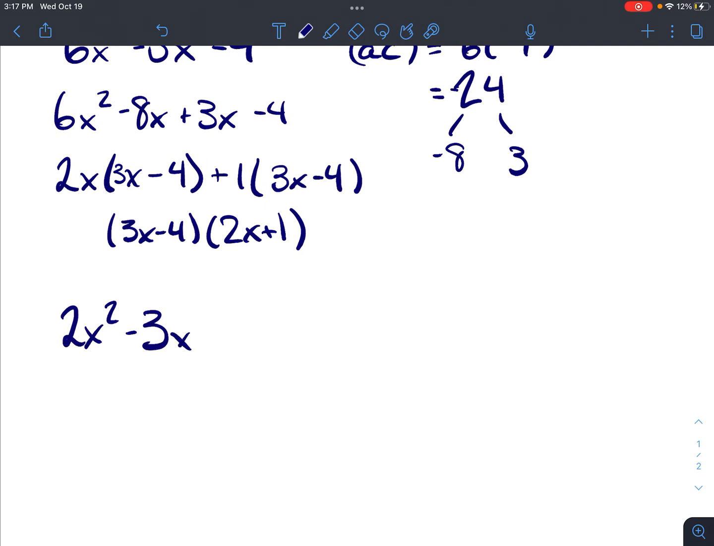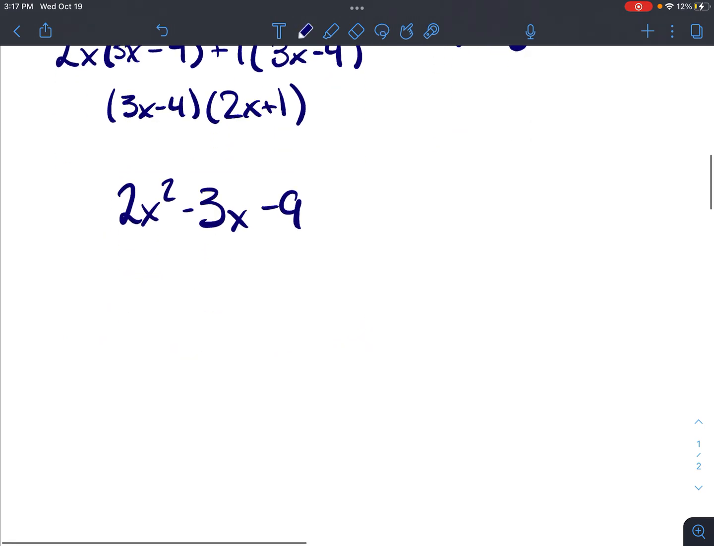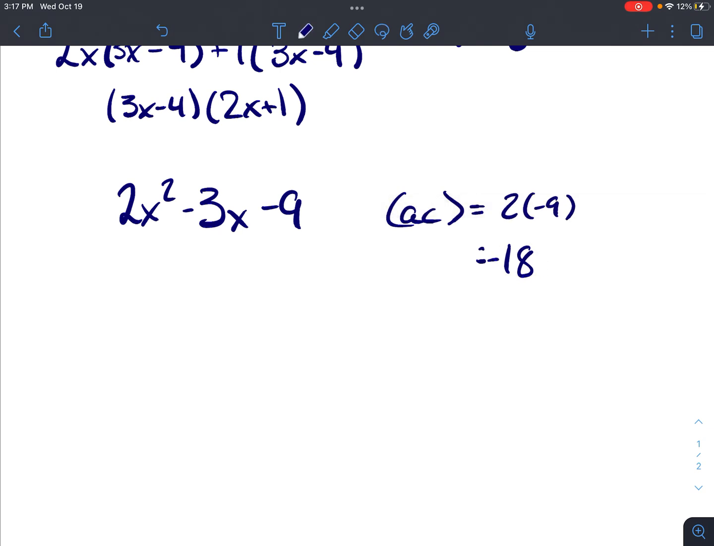Next, 2x squared minus 3x minus 9. So once again, we can't factor anything out of this. We can't pull 2, we can't pull 3, we can't do anything like that. So we're going to do factor by grouping. So we're going to have a times c. That's going to equal negative 18. And I guess I could rewrite this again. So this is going to be 2 times negative 9. It's going to equal negative 18. The factors of negative 18 that add up to negative 3 are going to be negative 6 and 3.